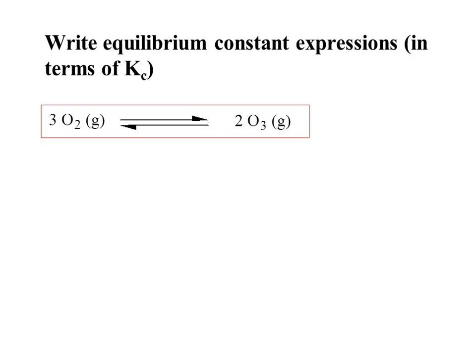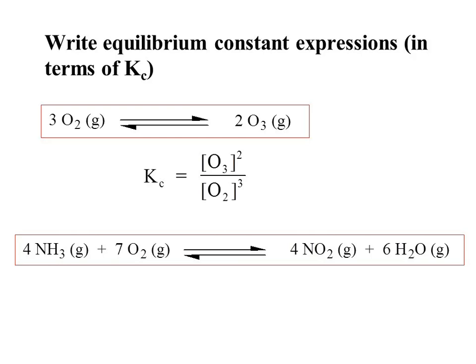So let's knock this one out. It's always products over reactants. So it looks like this. Product, O3 raised to its coefficient, divided by reactant, O2 raised to its coefficient. Next one.